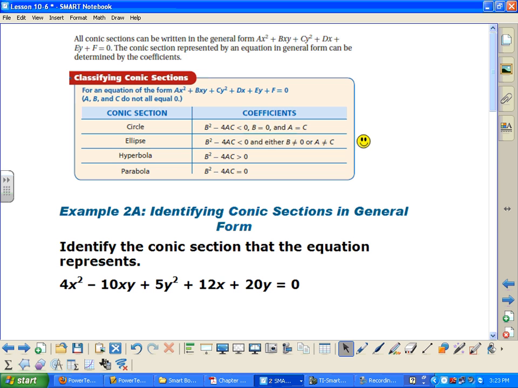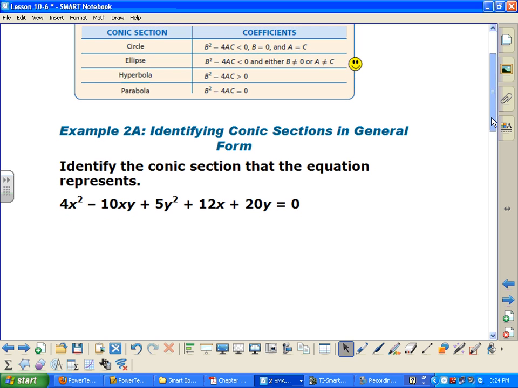If it's less than 0 and either b is not equal to 0 or a is not equal to c, then it would be an ellipse. If it's greater than 0, then it's a hyperbola. If it equals 0, it's a parabola. So the hyperbola and parabola are pretty easy: greater than 0, equal to 0. But for an ellipse and a circle, you have to pay attention to the values of a, b, and c. All right, so let's look at our first example here then.